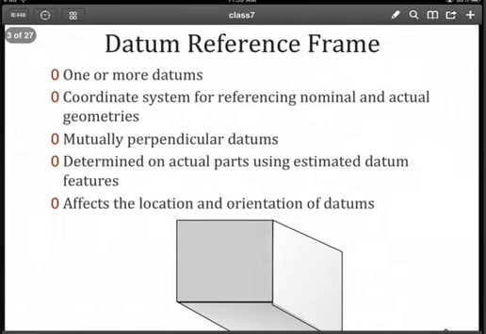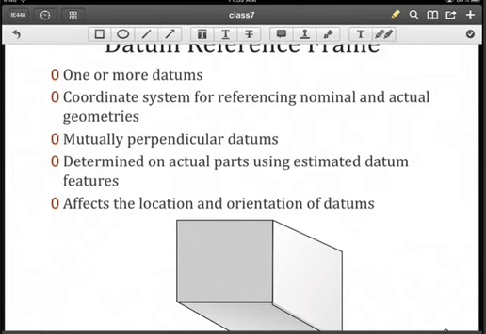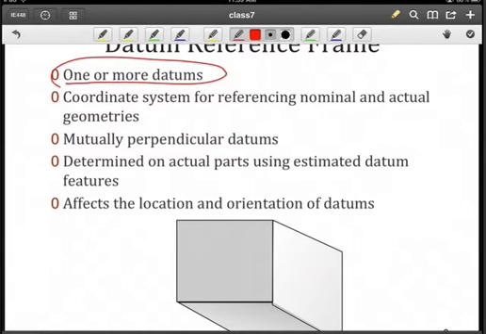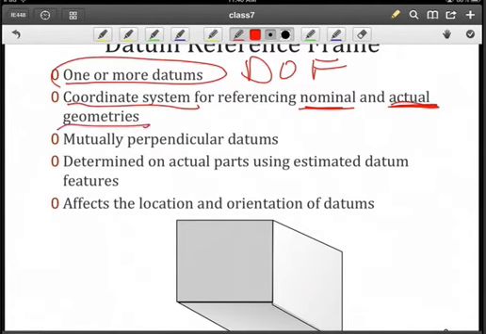What is a datum reference frame? Well, as we learned last time, what we're trying to do is be specific about a relationship between part features. So when we think about a datum reference frame, we're describing one or more datums that are limiting the degrees of freedom. Again, what we're trying to do is control something about position or orientation. What it helps us to do is create some type of coordinate system to reference the nominal, where the true location should be, and the actual geometries that we have after we manufacture a part.